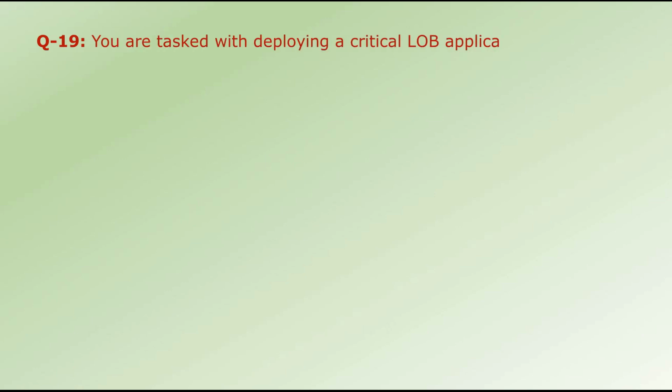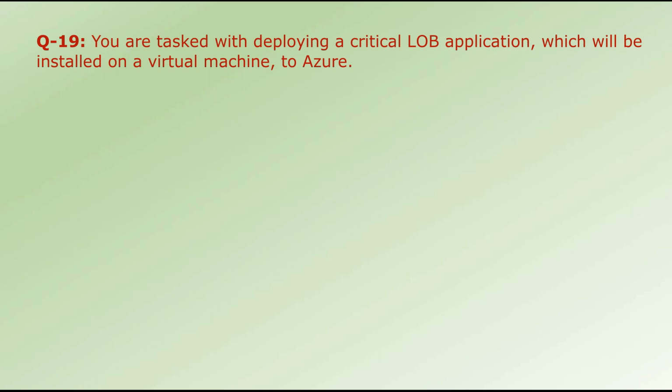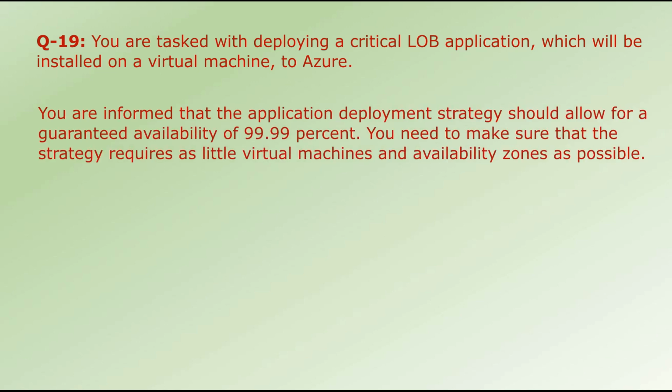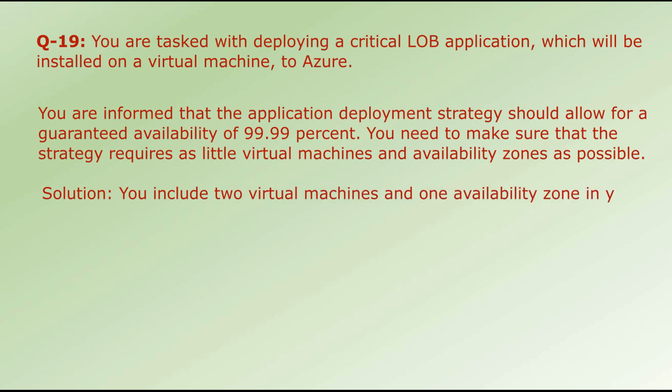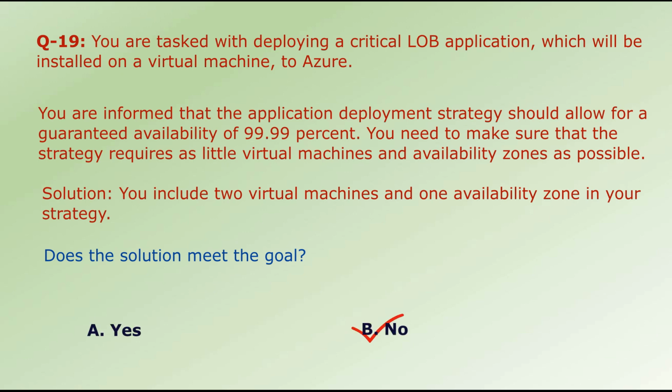Question number 19. You are tasked with deploying a critical LOB application which will be installed on a virtual machine to Azure. You are informed that the application deployment strategy should allow for a guaranteed availability of 99.99%. You need to make sure that the strategy requires as few virtual machines and availability zones as possible. Solution: you include 2 virtual machines and 1 availability zone in your strategy. Does the solution meet the goal? A. Yes. B. No. Correct answer B.